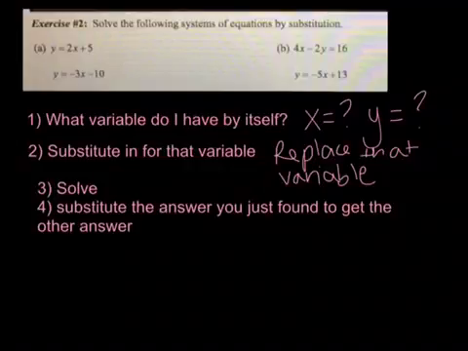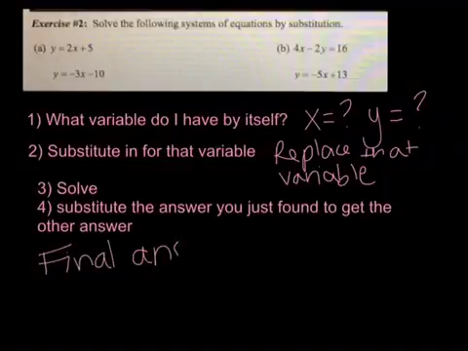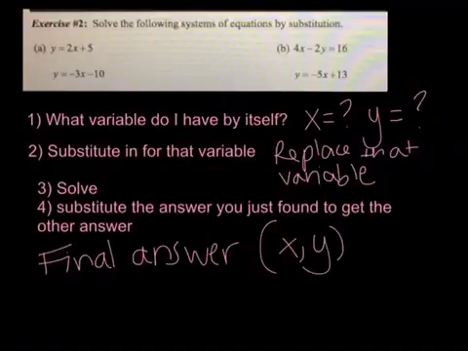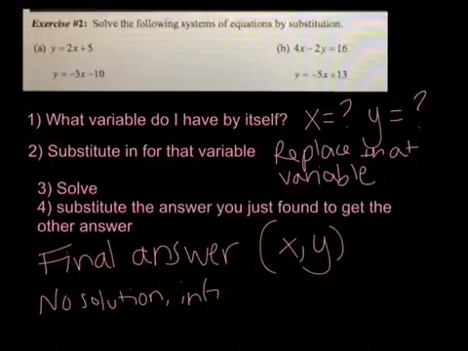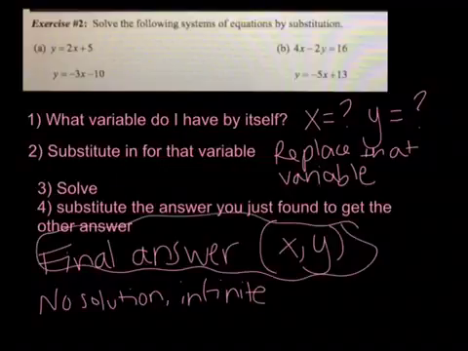Your third step is then solve the equation that you just wrote when you substituted, and then substitute that answer you just found to get the other answer. Remember, your final answer, if there is a solution, should be an XY pair. Otherwise, you could say no solution or infinite. But if there is a solution, you have to write it as an XY pair. Alright, pause and make sure you have all the steps down.